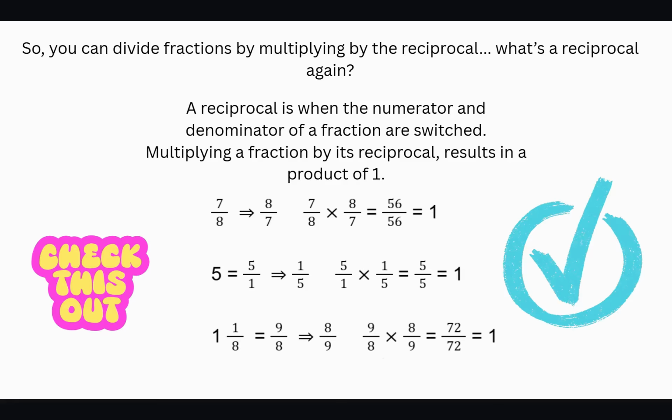So just to recap here, whenever you have a fraction, you just flip it for its reciprocal. If you have a whole number, rewrite it as a fraction and then flip it. And if you have a mixed number, write its equivalent form as an improper fraction. And then again, you can flip it, and those are going to be the reciprocals.